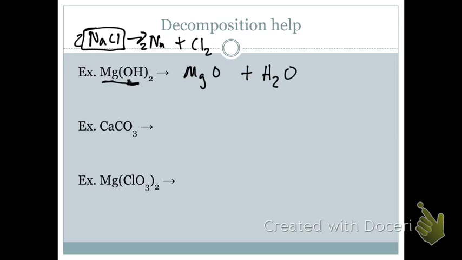And then you just balance it. I think this is already balanced, so you're good to go. So you just use the patterns that are given to you. So calcium carbonate, that's a ternary compound. How does that break down?